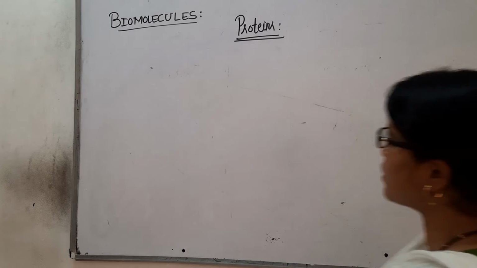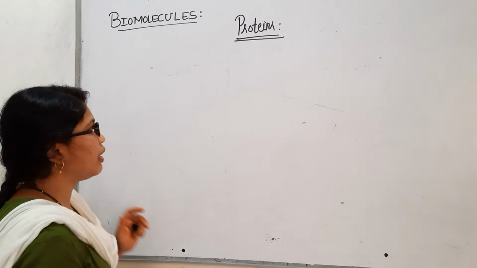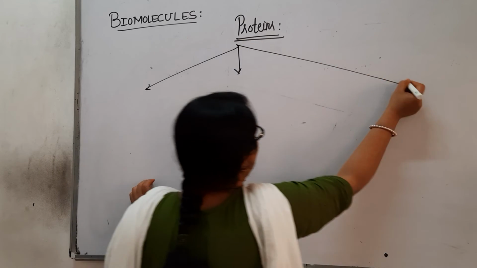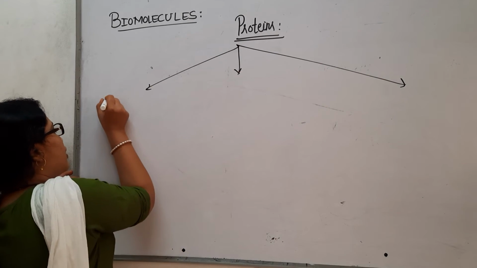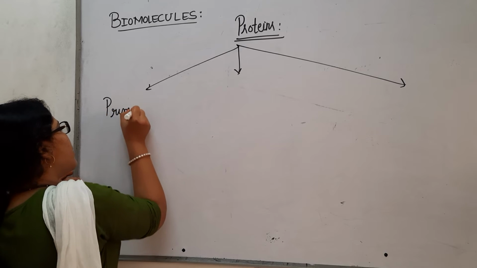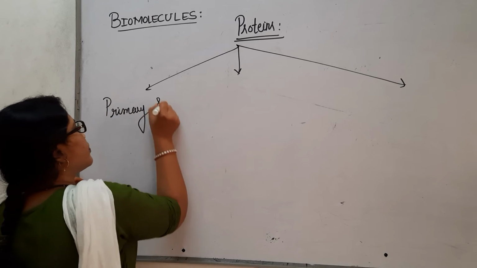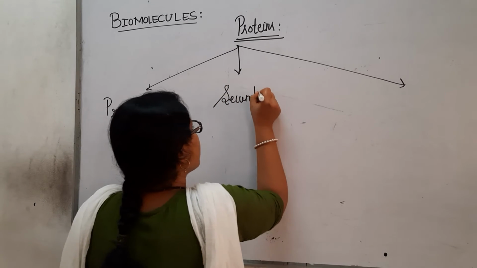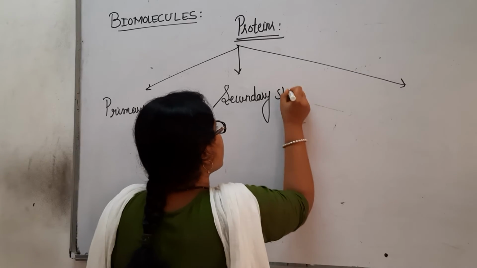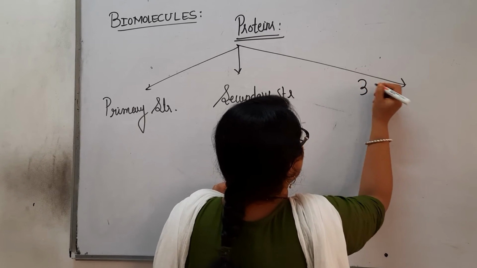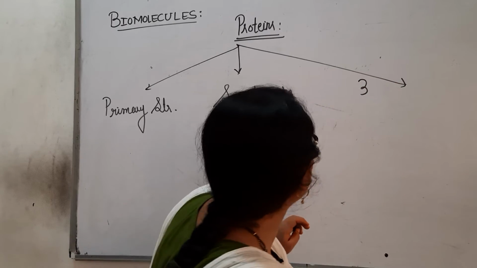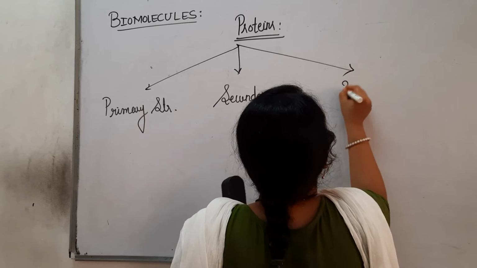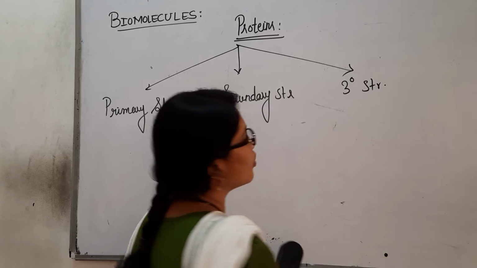When you consider the structure of proteins, we have mainly three types. The main categories for protein structure are mainly three types. I will be considering the primary structure of proteins, the secondary structure of proteins, and the tertiary or complex structure of proteins. The third category is referred to as the tertiary structure of proteins.